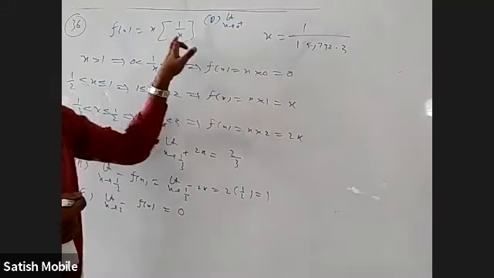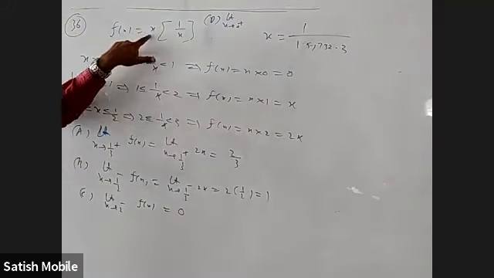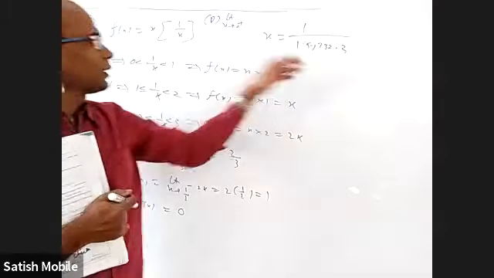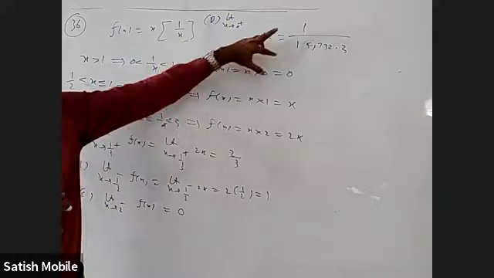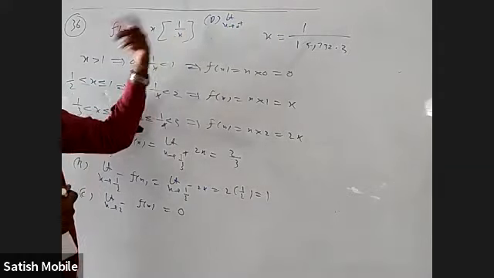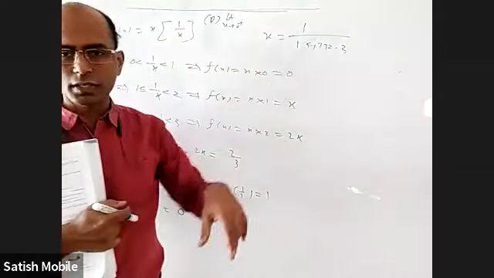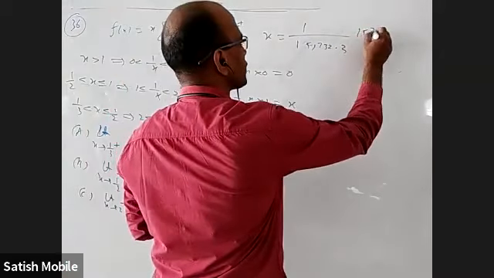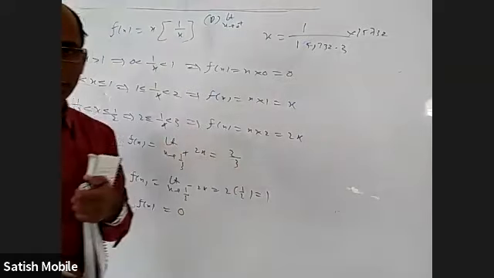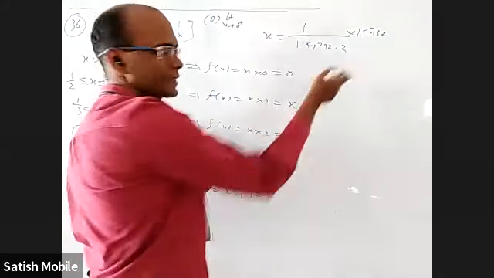Let me substitute that here and here. What will happen to the value of the integer part of 1 by x? I'll take the reciprocal of this, that is 15,732.3, and take the integer part of that. Okay, that is 15,732.